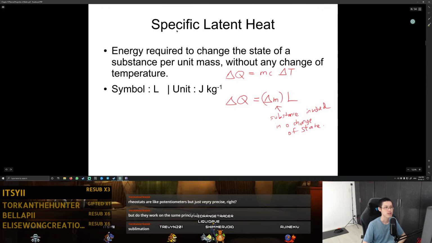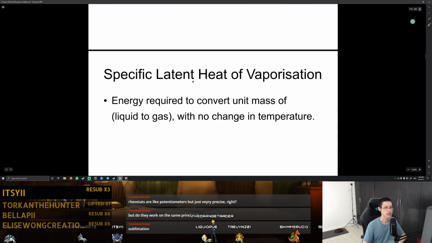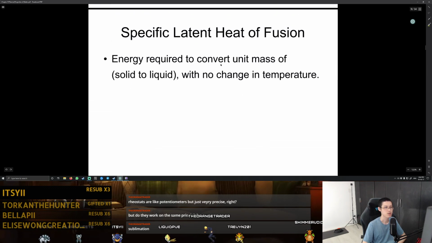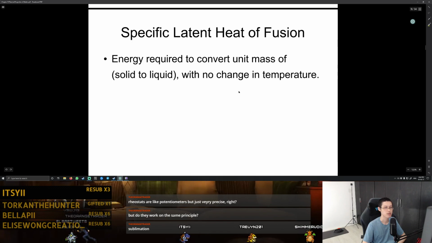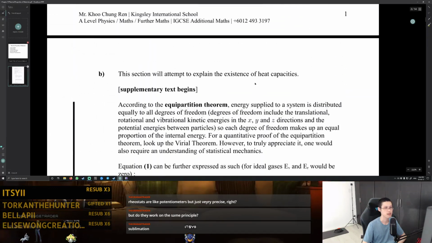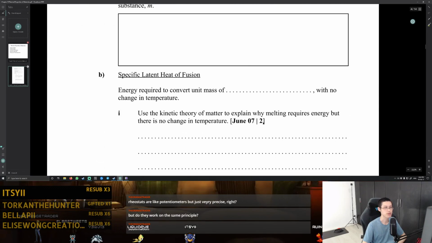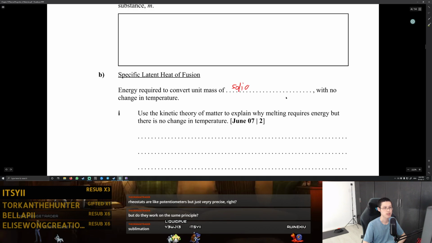So there are two kinds of specific latent heat. There's a specific latent heat of fusion and specific latent heat of vaporization. Specific latent heat of fusion is the energy required to convert unit mass of solid to liquid. So you're going from solid to liquid with no change in temperature. You can write that down on your notes. All right, energy required to convert unit mass of solid to liquid.